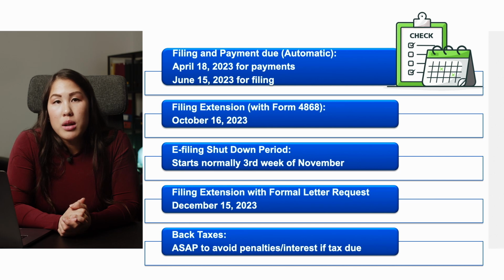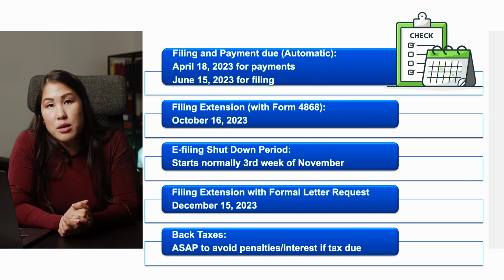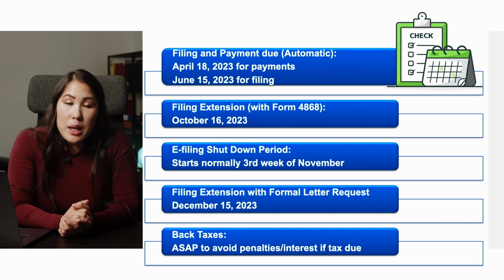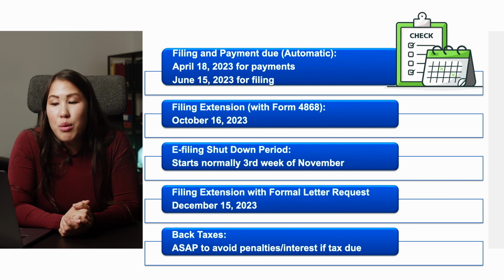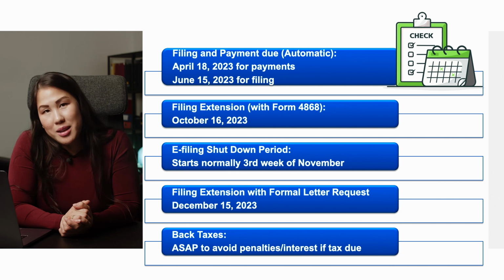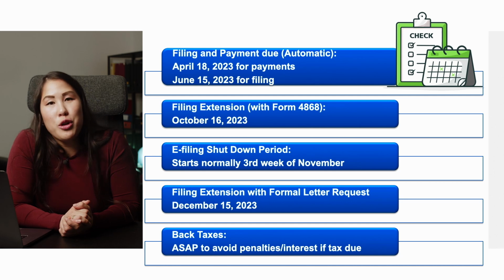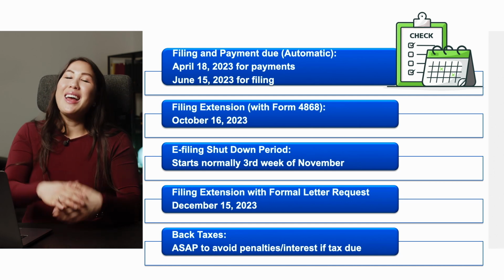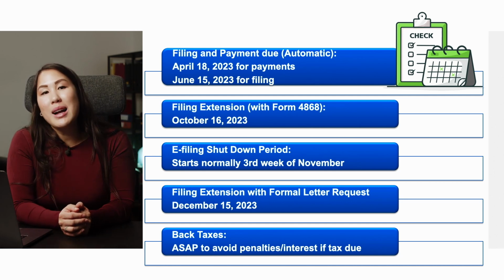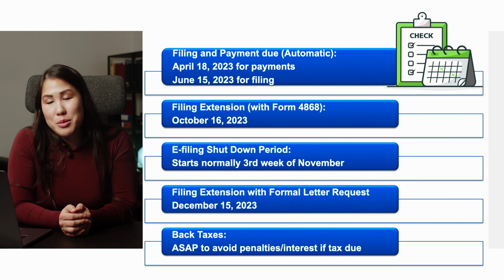And if you want to extend, this is normally very common for those with foreign corporations that need to wait for their foreign books to be completed first. By the October deadline, assuming you have the October deadline, you have to send a formal letter to the IRS requesting extension until December 15th. So keep that in mind. And obviously at that point, you're paper mailing your return. So if you owe taxes as well and you have back taxes, file as soon as possible to ensure that the interest and penalties are as low as possible.